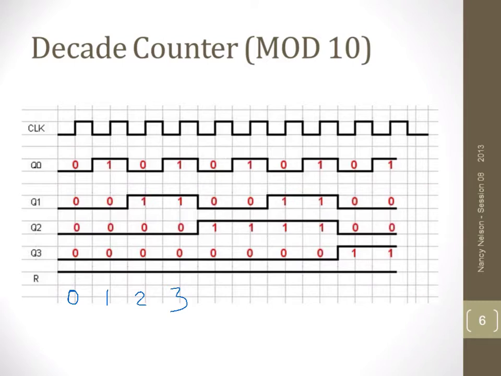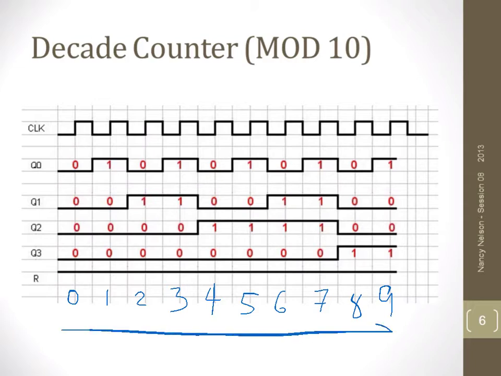0, 1, 0, 0 gives us a count of 4. 0, 1, 0, 1 gives us a count of 5. 0, 1, 1, 0, a count of 6. 0, 1, 1, 1 gives us a count of 7. 1, 0, 0, 0 gives us a count of 8. Oops, let's get a pen here. 1, 0, 0, 1 gives us a count of 9. And we can see our full count here for our decade counter.